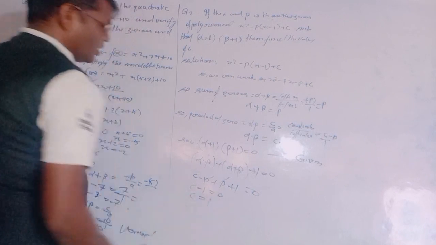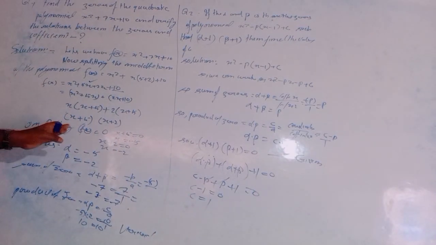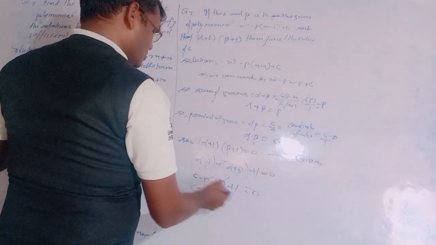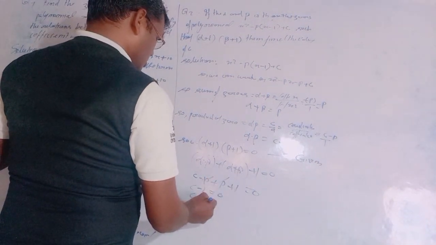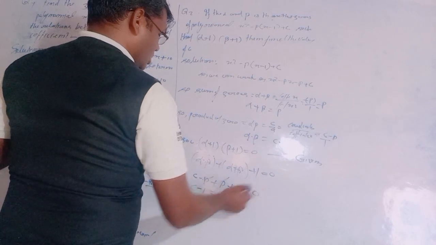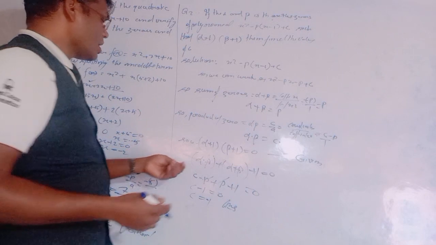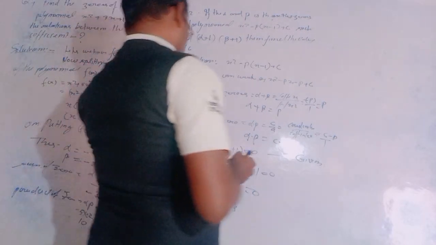So c is equal to 1. So we will get here, c is equal to 1. c is a plus here, and this will cancel out. So c is minus, by transposing it, c is minus.